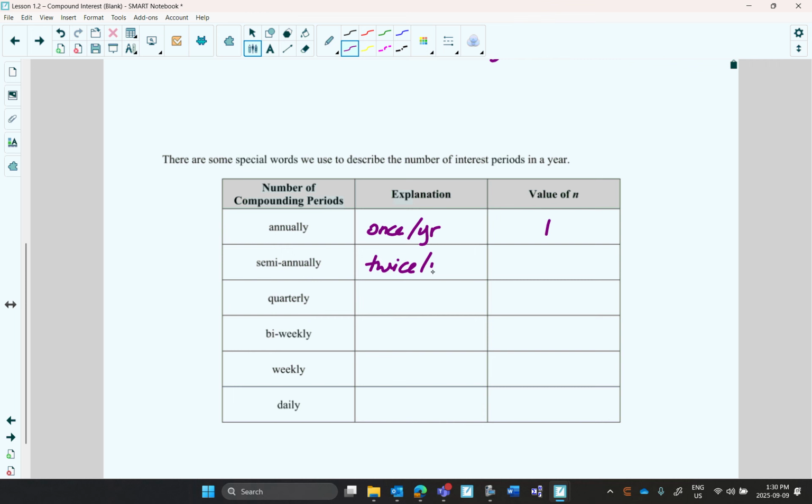Semi-annually is twice per year, so the value of N is 2. How many times for quarterly? 4 times a year. 4 times per year, so N is 4.